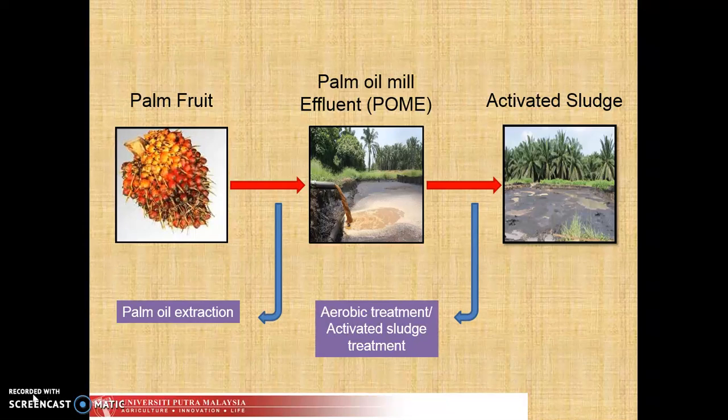This is a simple illustration about activated sludge. First, palm oil will be extracted from the palm fruit, resulting in POME. This POME will be treated with activated sludge, also known as aerobic treatment, resulting in activated sludge.